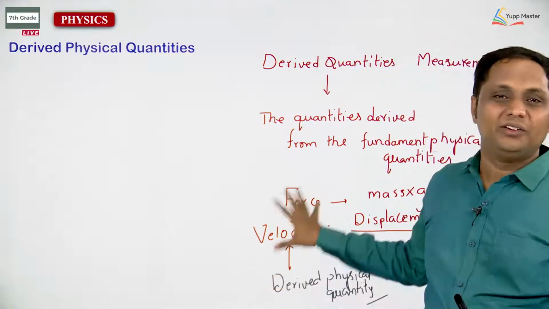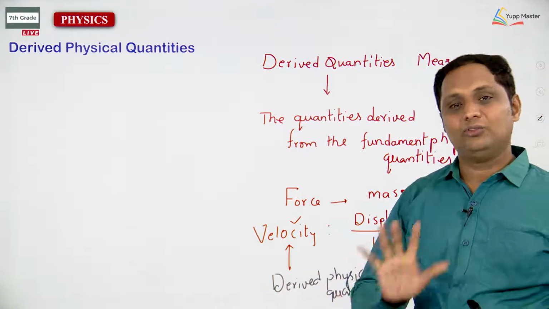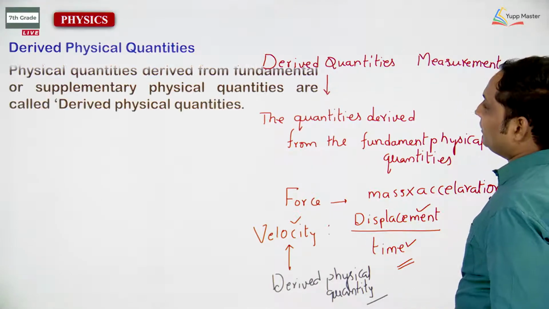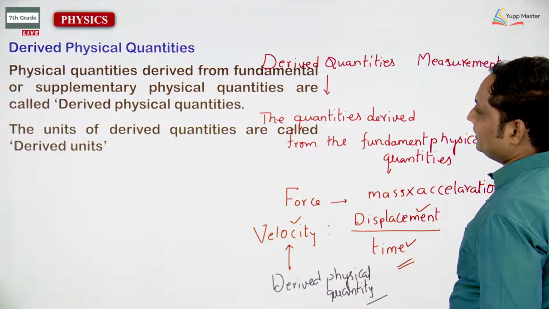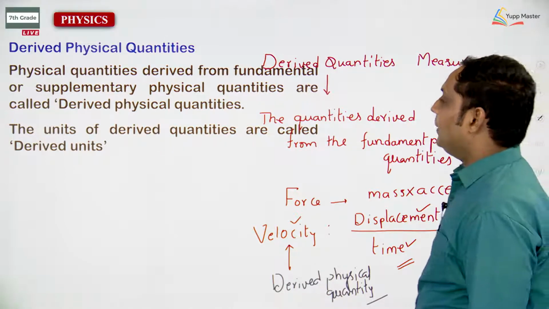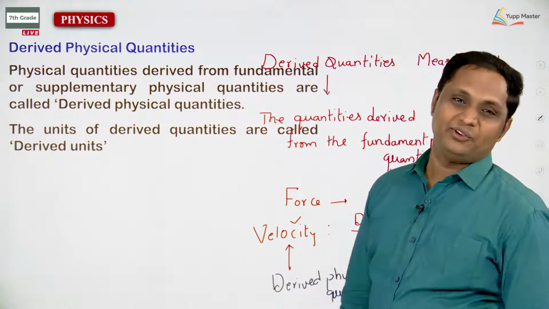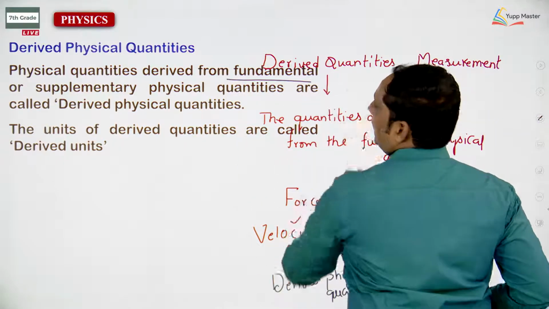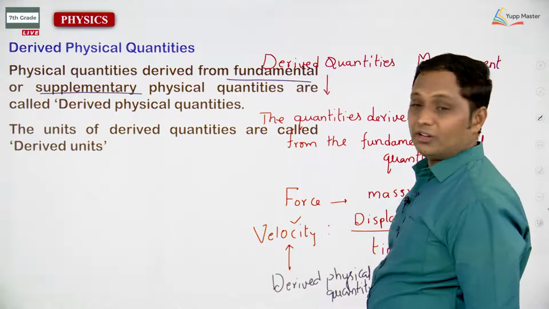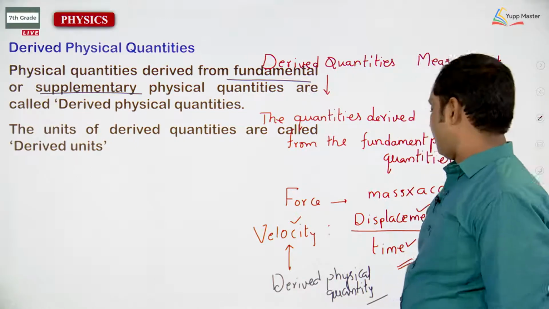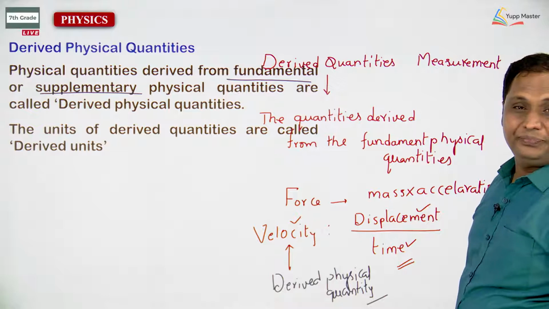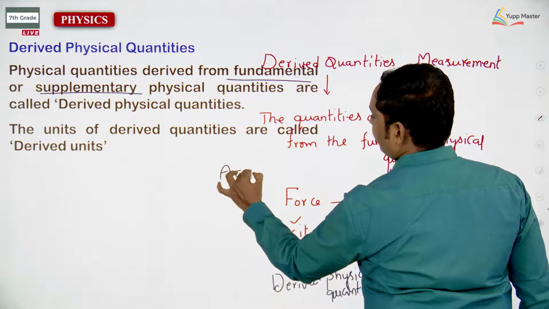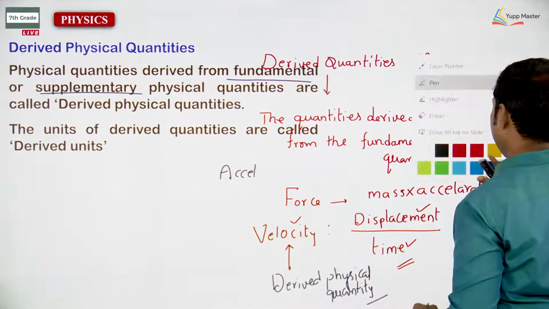They are represented by the fundamental quantities and supplementary quantities also. Now it is very clear. How are they going to classify, just you can see that. The units of derived quantities are known as derived units. It is very clear, no doubt at all. The physical quantities derived from the fundamental and supplementary physical quantities are called derived quantities. Acceleration is also a derived quantity.